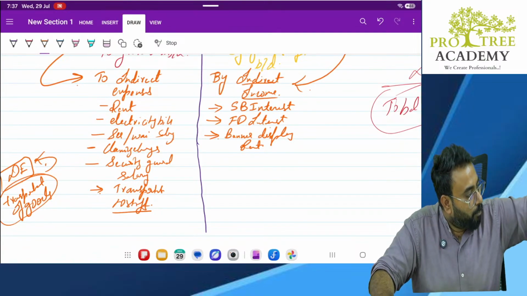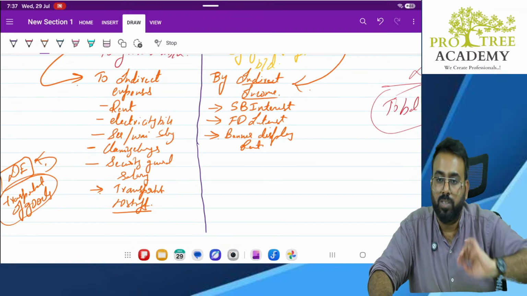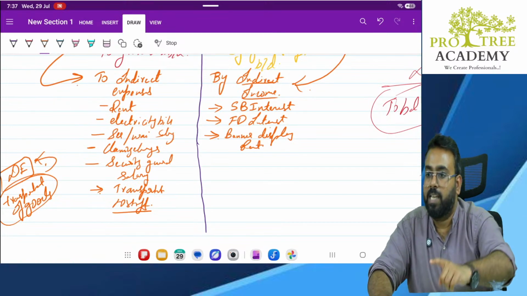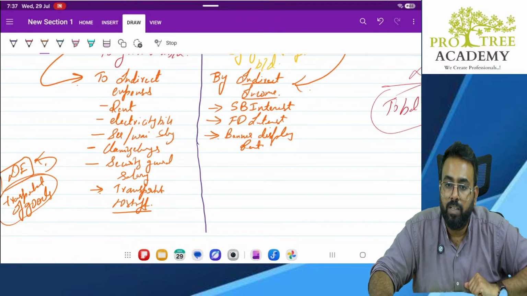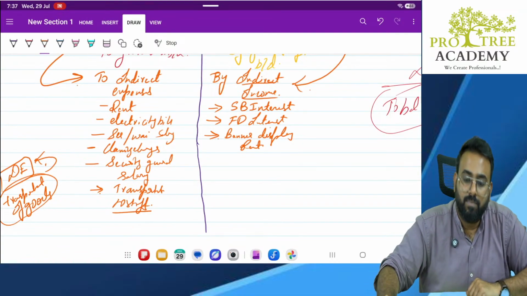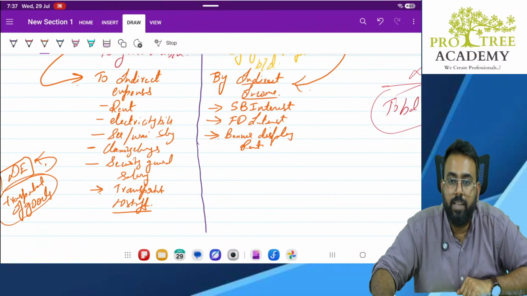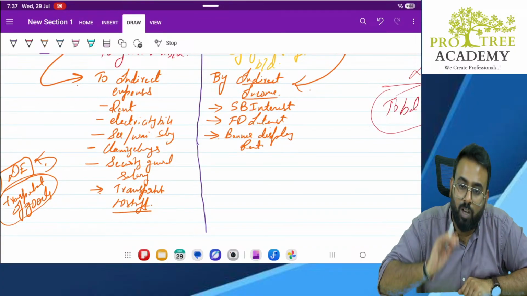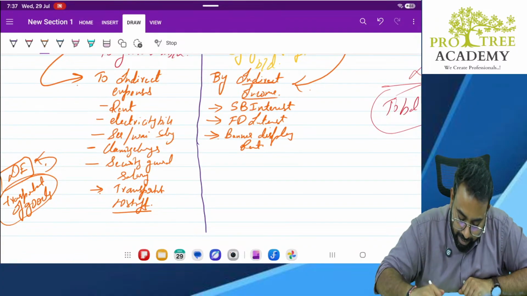Sir, depending upon the banner, your sale happens, no, sir. Depending on that banner, your purchase happens, no. Then why will it be? It will come under indirect income. Understanding, everybody? Yes. So your profit and loss will capture indirect expenses and indirect income.